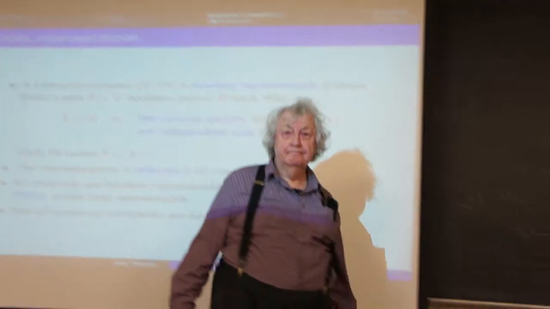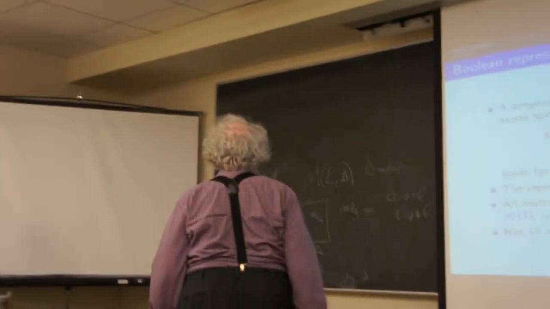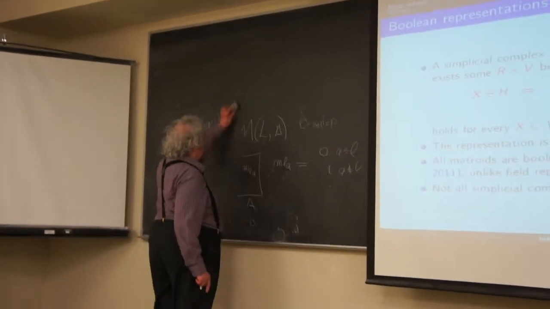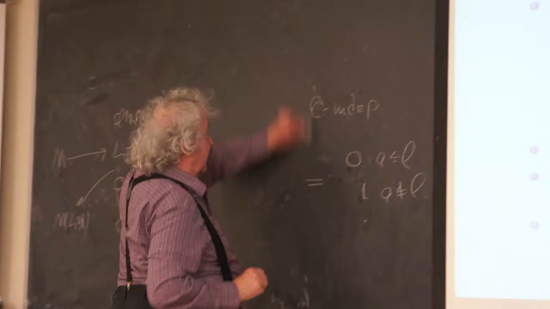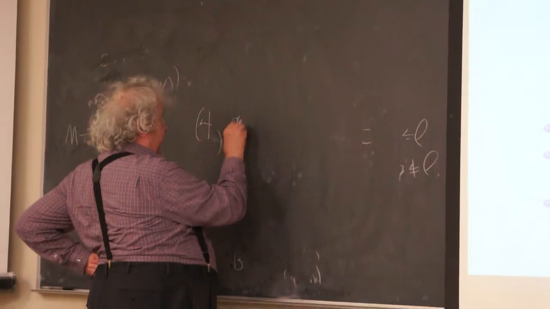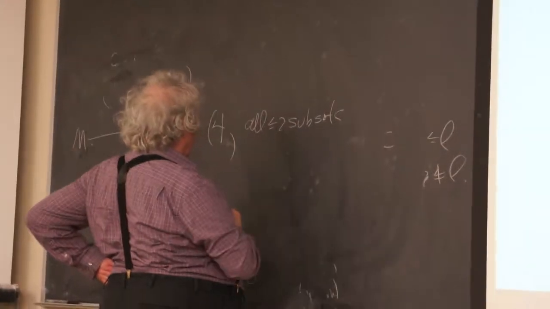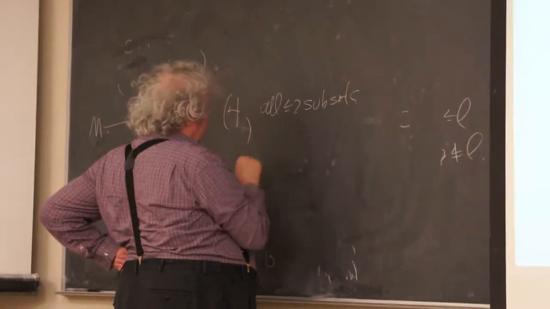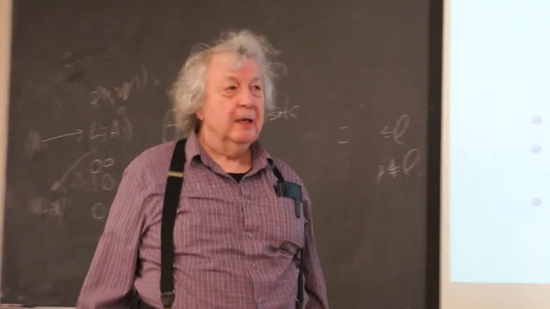What's an example of a simplicial complex that is not Boolean representable? The smallest one is on 4. The way we do it, we take all subsets of size less than or equal to 2, exclude one of them, and add one. That one won't work, because all the Boolean ones satisfy this.